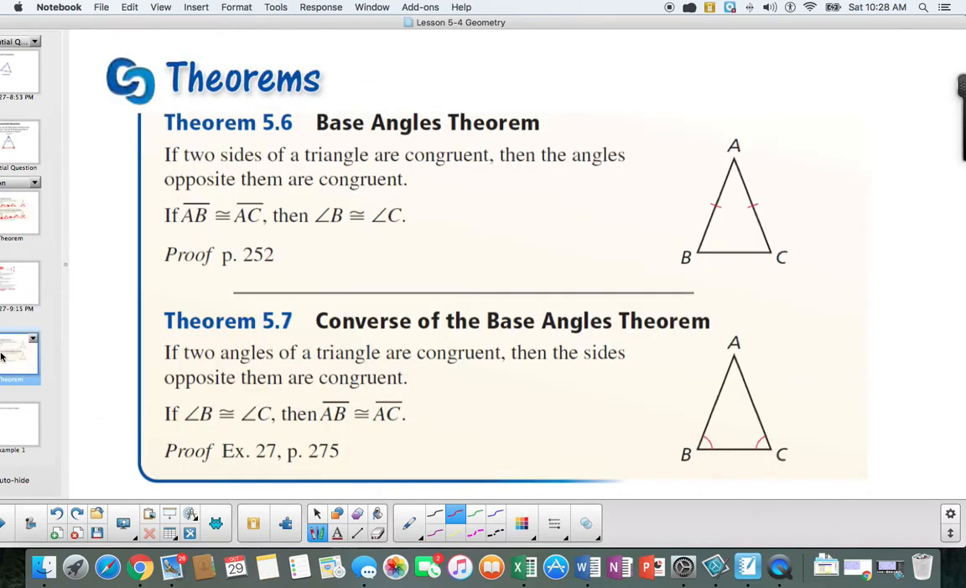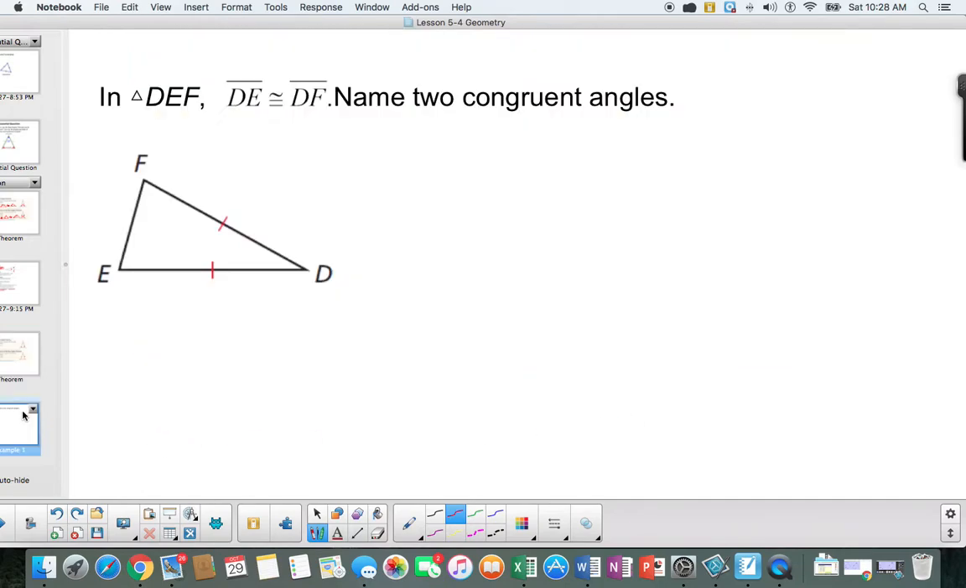All right, one more time. Here's the theorem again. If two sides of a triangle are congruent, then the angles opposite them are congruent. If two angles of a triangle are congruent, then the sides opposite them are congruent. All right, so let's name two congruent angles. So DF is congruent to EF. The angle opposite this side is this one. The angle opposite this side is this one. So our conclusion is angle E is congruent to angle F.